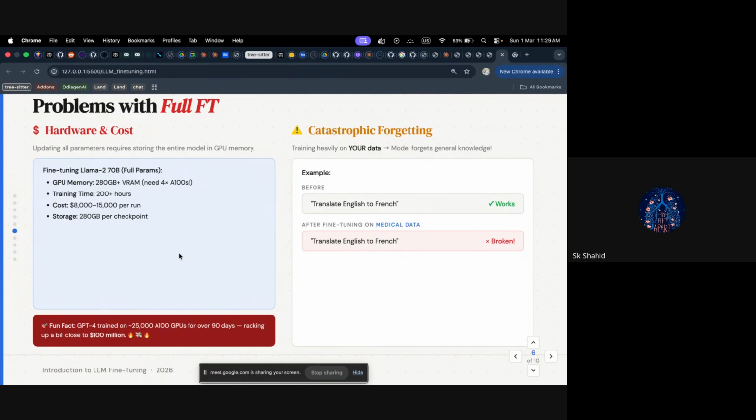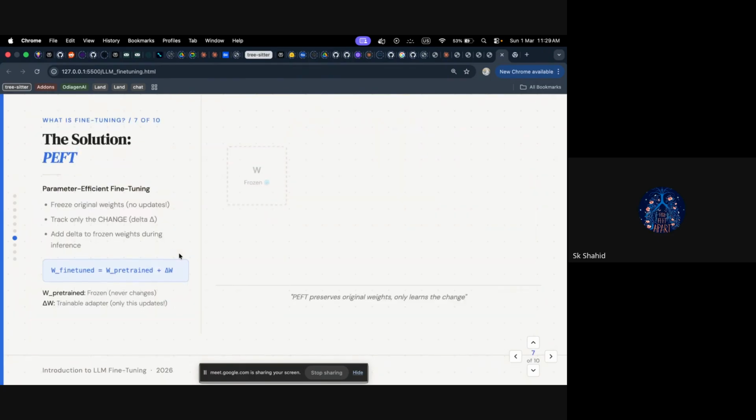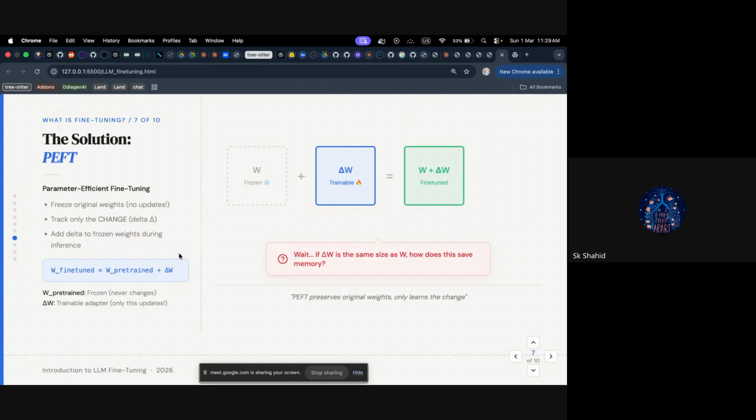Okay, since we understand that full parameter fine tuning is so difficult, it must be coming up in your mind, hey, if it's so difficult, why are people doing it? Why is everyone talking about it? So they came up with a new idea. How do we really solve the challenges of full parameter fine tuning? They came up with an idea of parameter efficient fine tuning.